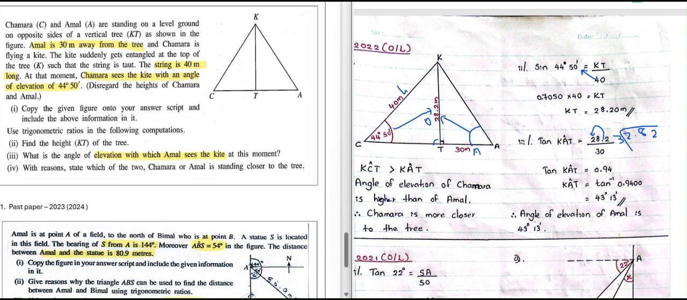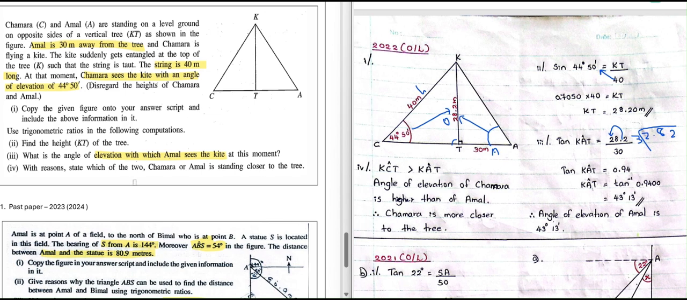In that question, the last part, Roman number 4: with reason, state which of the two, Chamara or Amal, is standing closer to the tree. Now, we have to find which one is closer to the tree. By just looking at the figure, we can't guess who is the closest one. We have to show it with reasons. Between the tree and Amal, we know the distance already, but this one we don't know. Normally, using the same method, sine, cos or tan, you can find that distance.